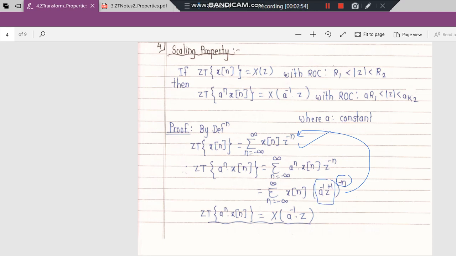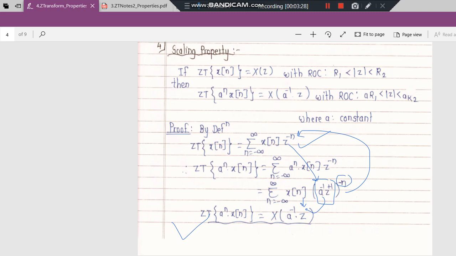So simply our Z transform equation for this signal, which is x of n, I can just write as X of a raised to minus 1 into z, because instead of z I am getting this conversion to a raised to minus 1 into z. It is simple mathematics that you have to rearrange the terms and try to understand what is the effect on the Z transform. So this is a fundamental equation.